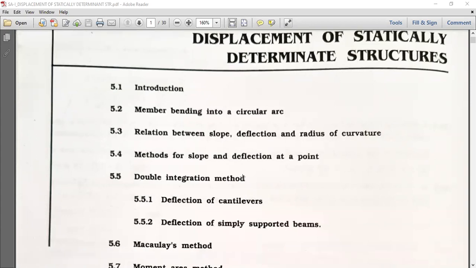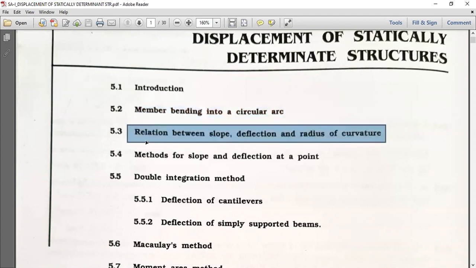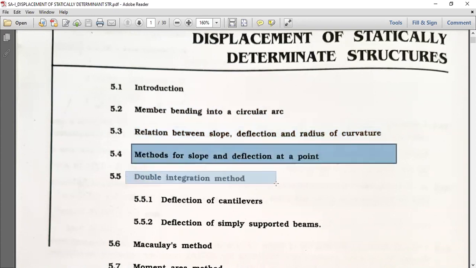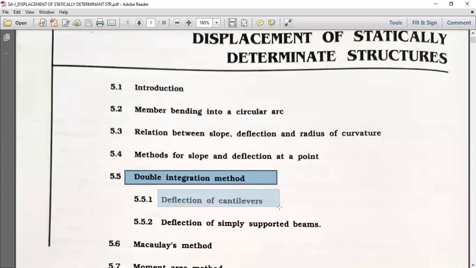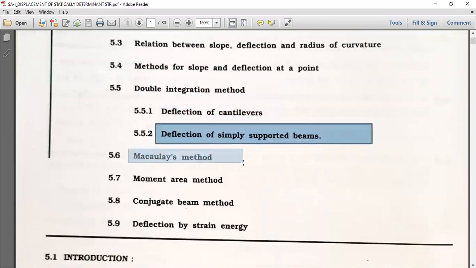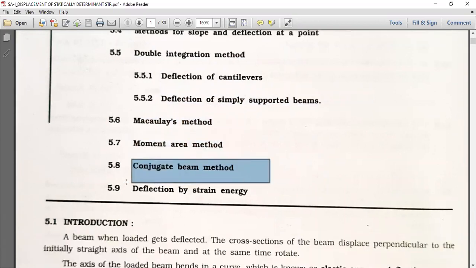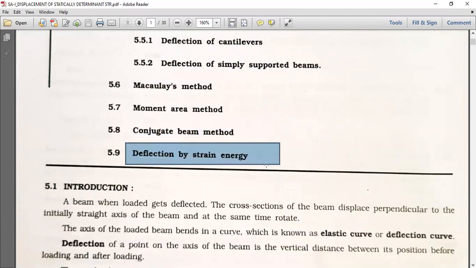We are going to start a new chapter, displacement of statically determinate structure, in which we are going to cover member bending in circular arc, relation between slope and deflection and radius of curvature, method of slope and deflection at a point, double integration method, deflection of cantilevers, deflection of simply supported beam, Macaulay's method, moment area method, conjugate beam method, and deflection by strain energy.